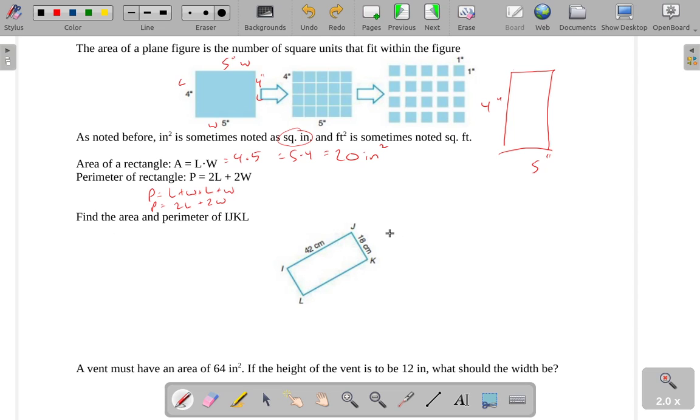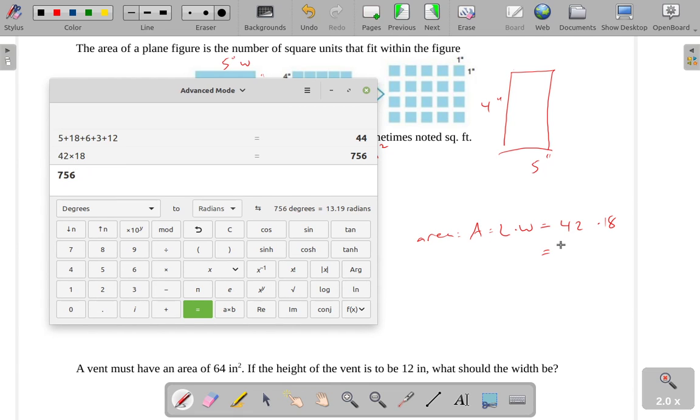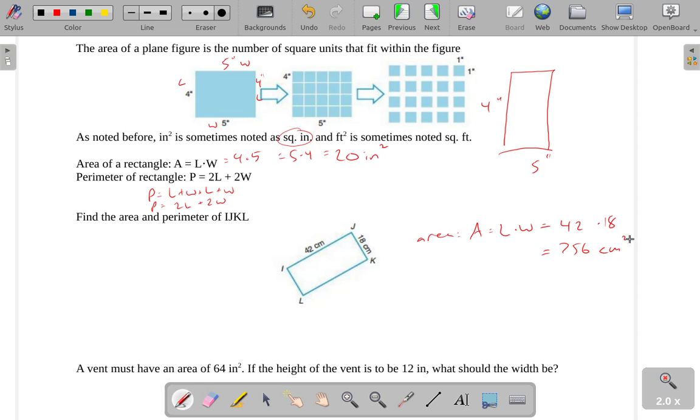All right, so if we wanted to find the area and the perimeter of I, J, K, L, this quadrilateral right here, this looks like a rectangle. Well, the area is going to be length times width, which will be 42 centimeters times 18 centimeters. I'll ask my calculator to do that for me. 42 times 18 is 756 square centimeters. It doesn't look like I need to do any rounding or anything like that.